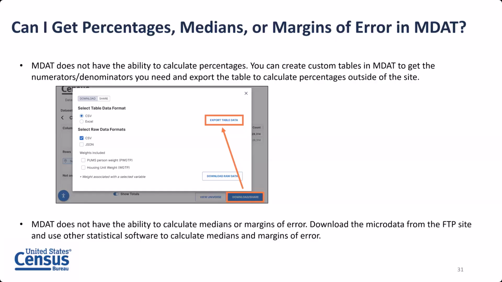If you're trying to calculate medians or margins of error, those are not possible to do on the Microdata Access tool. So what you would need to do in these cases would be use your own statistical software. You would need to download the raw microdata files from the FTP site or elsewhere, and then calculate medians or margins of error through your own software.